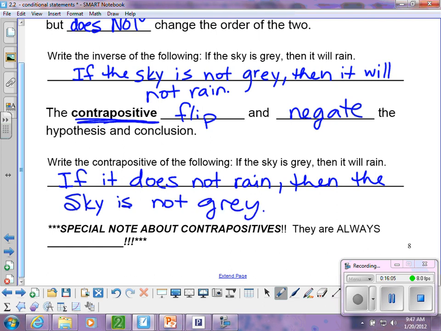Special note about contrapositives. They are always true. If your conditional is true, well, if you flip it and negate it, then that's true also, okay? So that's a special note about it.